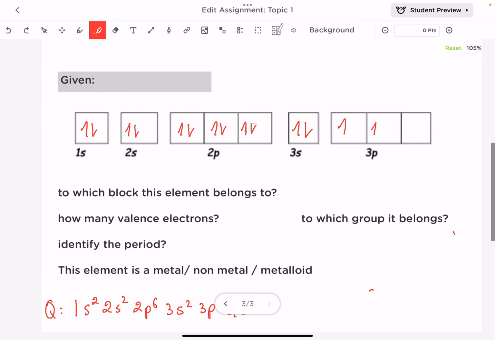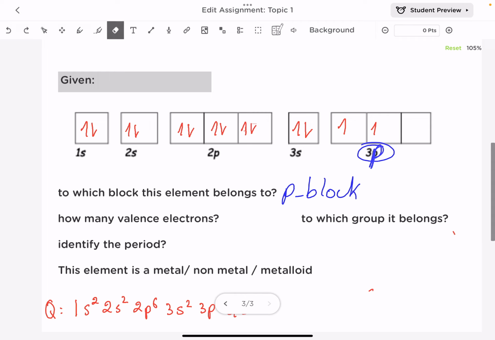So for example, let's say you have a question given to you. They're giving you the orbital diagram notation. To which block do these elements belong? You directly look at the end. This orbital diagram finished by p. So this belongs to p block.